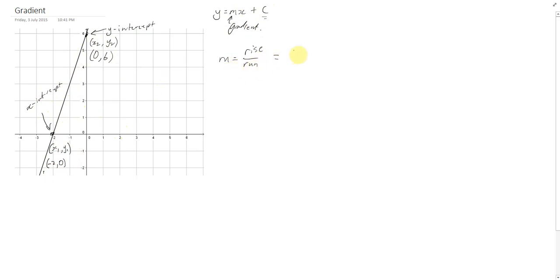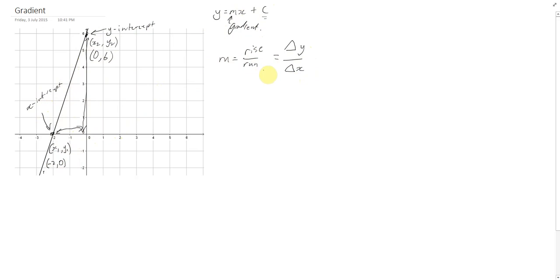So what our rise actually means is how far up it's gone between our 2 points. In other words, it is the change in the y direction, change in y. This is a Greek delta, and it means change. So it means the vertical distance between our 2 points. Similar to that is the run. It is the change in the x direction, the distance between here and here, because that's the distance in the horizontal direction between our 2 points.